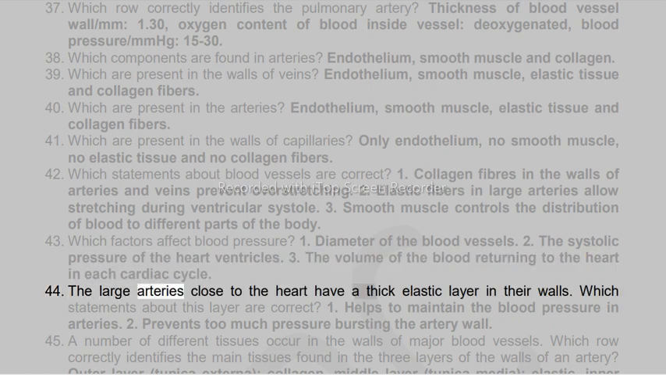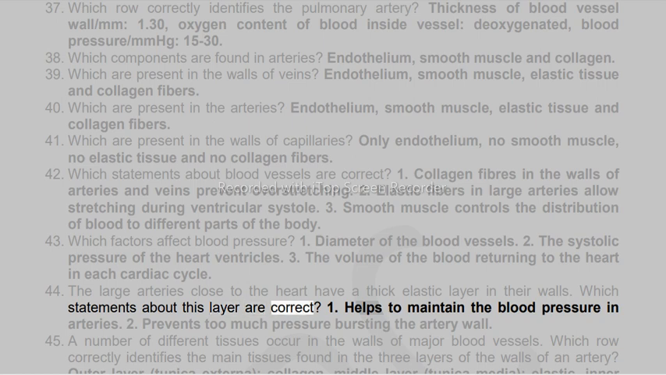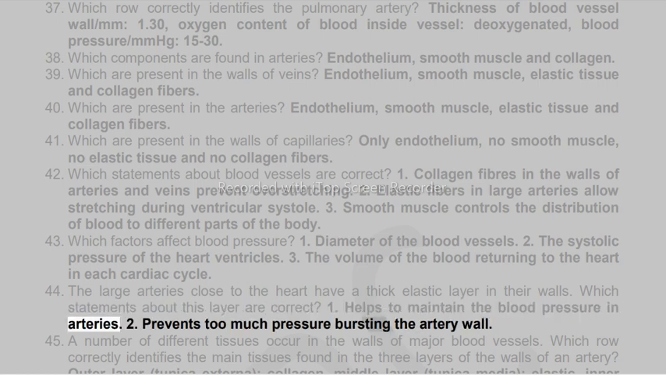44. The large arteries close to the heart have a thick elastic layer in their walls. Which statements about this layer are correct? 1. Helps to maintain the blood pressure in arteries. 2. Prevents too much pressure bursting the artery wall.